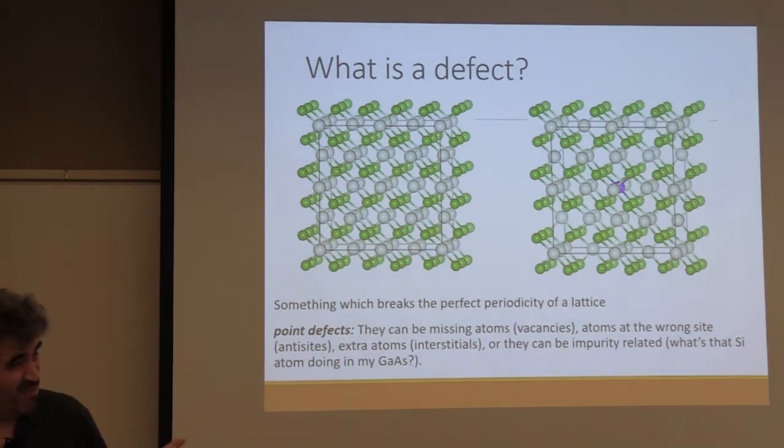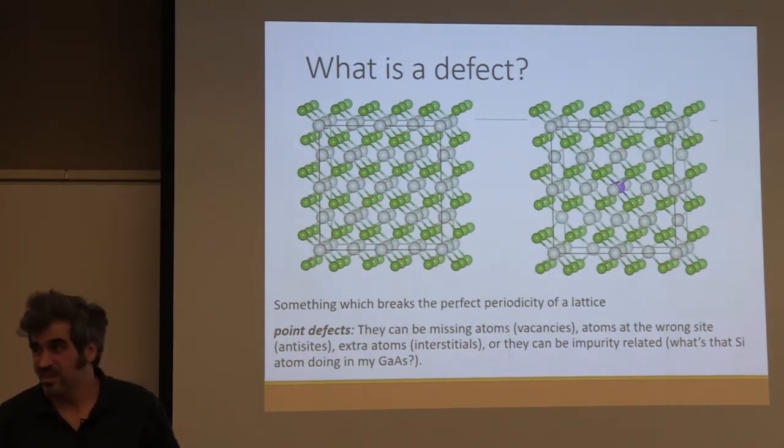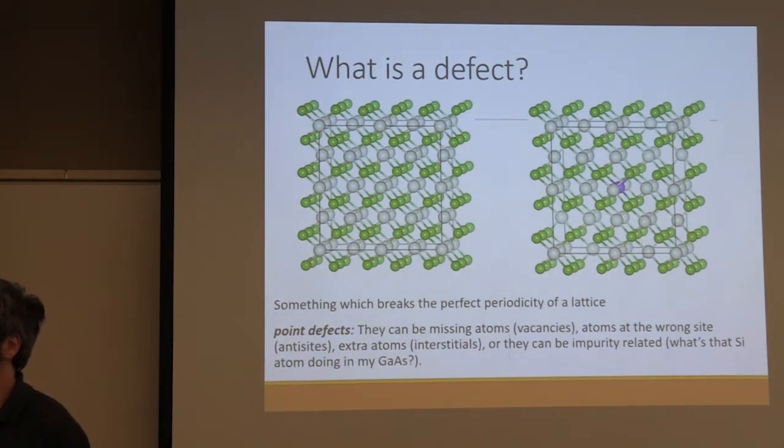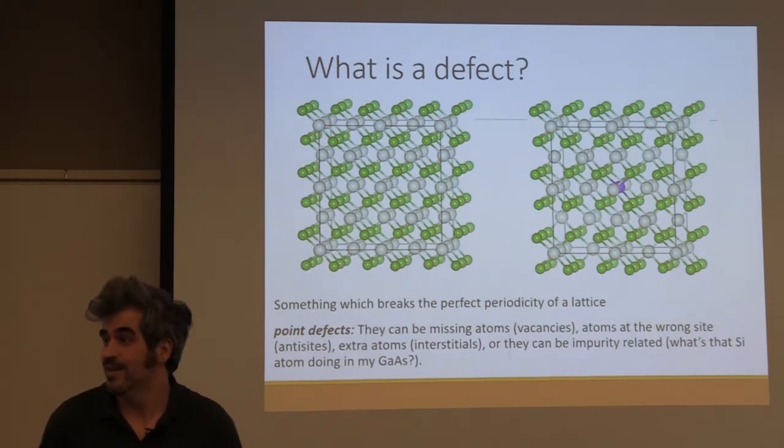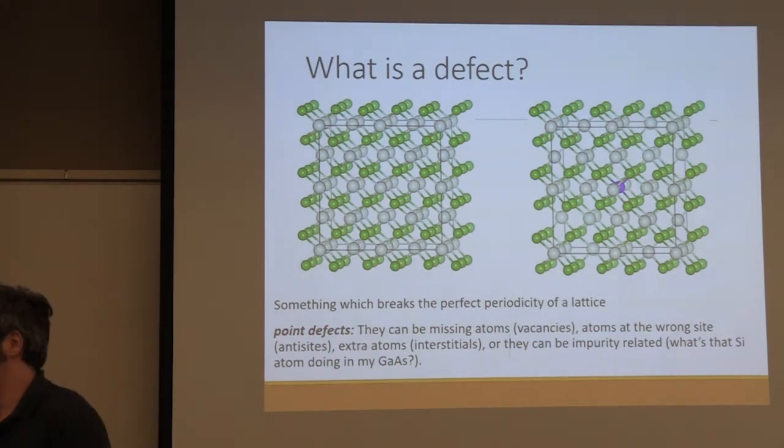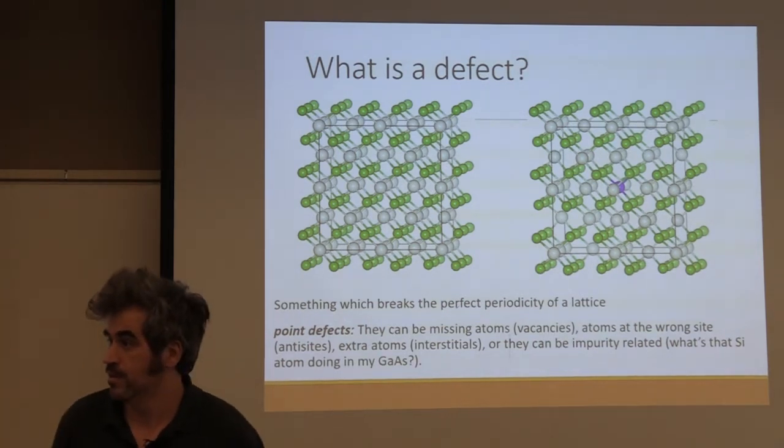So why are defects important? They're really important for semiconductors. Essentially, all of the electronic properties of semiconductors are because of defects. Semiconductors are gapped materials. Presumably, they don't conduct. But we have MOSFETs, we have PN junctions. All modern electronics are based on semiconductors, and it's all because of the defects which exist in the materials.